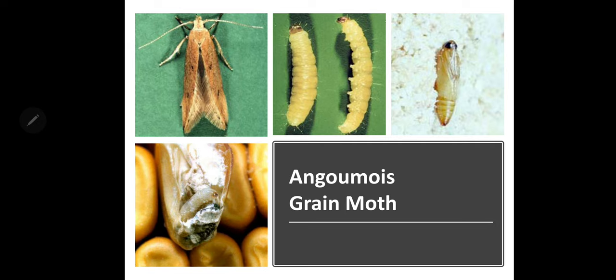Another important primary internal feeder pest is the Angoumois grain moth. Its scientific name is Sitotroga cerealella. It belongs to family Gelechiidae and order Lepidoptera. It is again a worldwide distributed pest. In the larval stage, it causes damage. The damage is at its maximum during the monsoon season. Only the larvae cause damage by feeding on the grain kernels before harvest and also in storage.